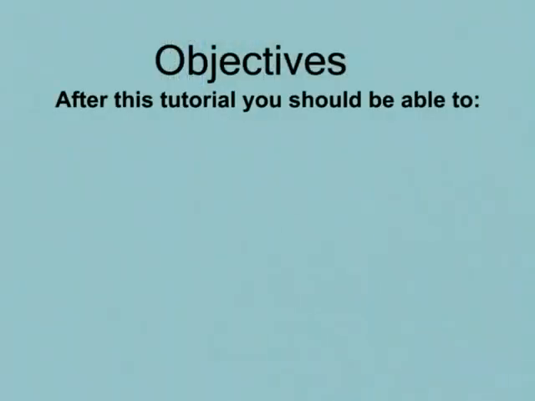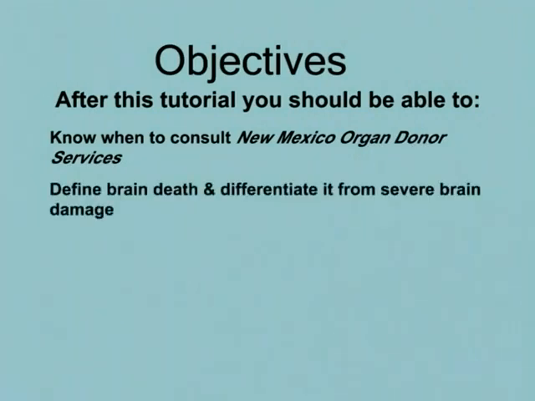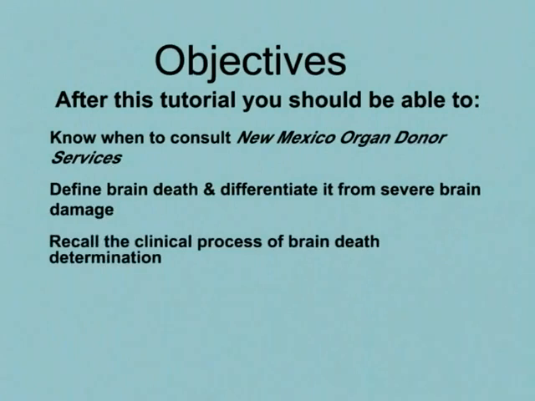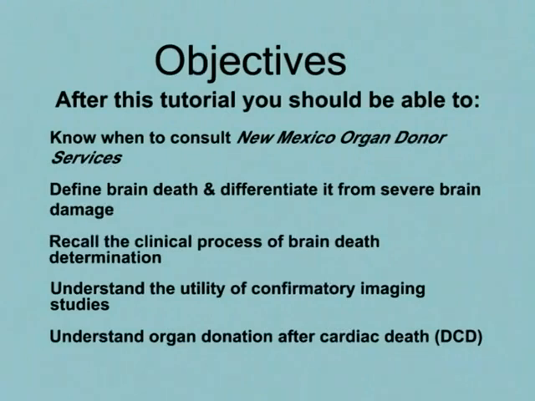After reviewing the following tutorial, you should understand when to involve the expertise of our organ procurement organization, New Mexico Donor Services, the difference between brain death and severe brain damage, all components of the clinical brain death evaluation, including how to properly check for brainstem reflexes and how to perform an apnea test, unique circumstances where the clinical exam cannot be completed and additional confirmatory tests must be performed, and lastly, we will review the process of organ donation after cardiac death, or DCD donation.